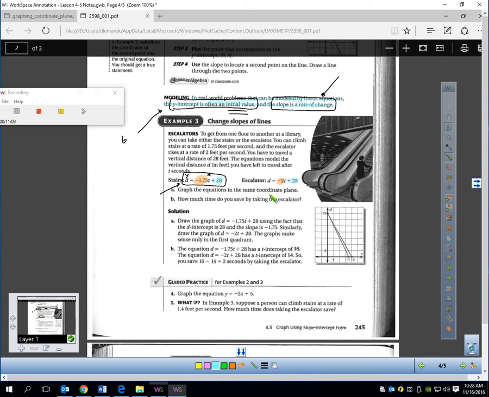Okay, so when we start on the stairs, we have 28 feet to go, and every time we travel a second on the stairs, we have 1.75 less feet to go. On the escalator, 2 feet less to go. You can see the escalator is traveling faster. All right. Well, I could graph both of these, which you see here, and I could answer questions based on my graph.